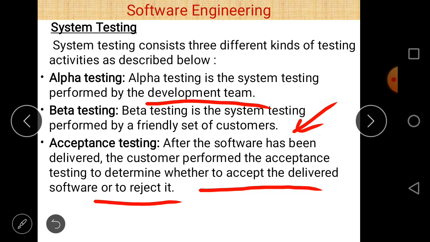It is a very important question sometimes asked in examinations: what is the difference between alpha testing and beta testing, and what is the difference between black box testing and white box testing? So this is system testing. Testing is itself a very big topic in which there are so many types of testing, but here at 12th level we discuss some important parts which may be asked in examination, and this part is related to system testing and contains alpha testing, beta testing and acceptance testing.